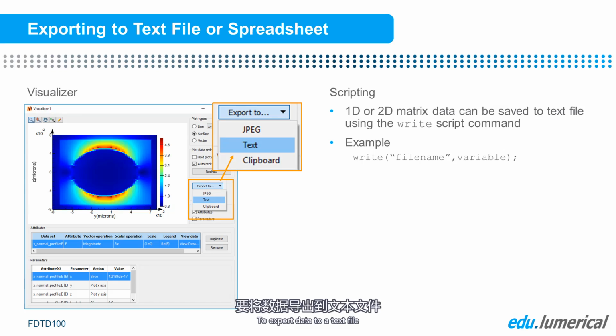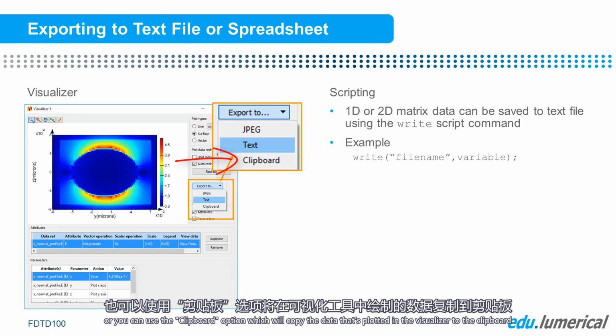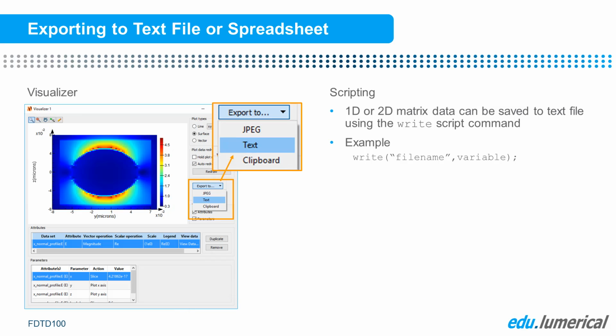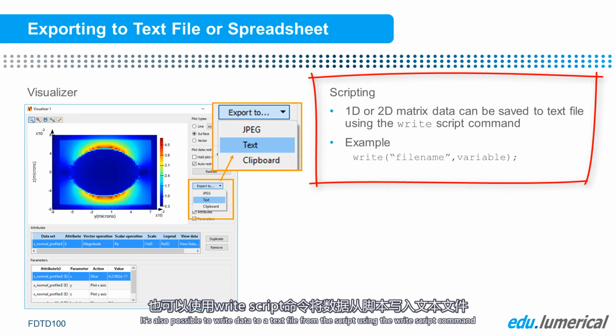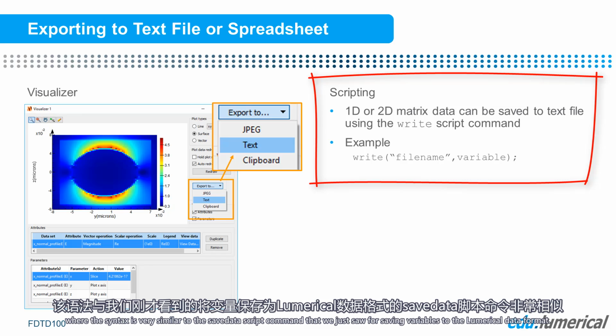To export data to a text file, you can use the text option of the Export To button in the visualizer to save the data directly to a text file, or you can use the clipboard option, which will copy the data that's plotted in the visualizer to the clipboard so that it can be pasted into a text file or spreadsheet. It's also possible to write data to a text file from the script using the write script command, where the syntax is very similar to the Save Data script command that we just saw for saving variables to the numerical data format.